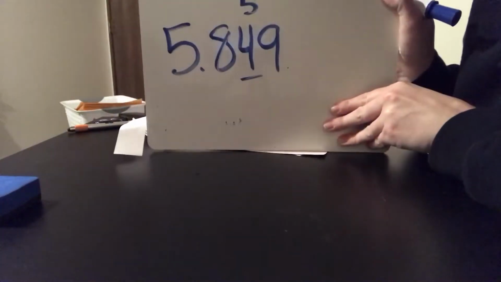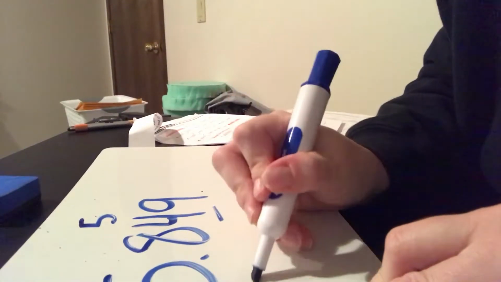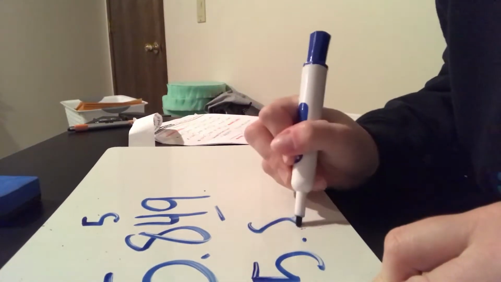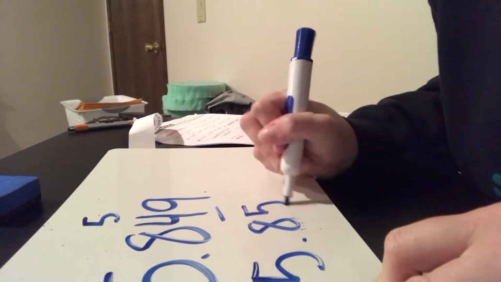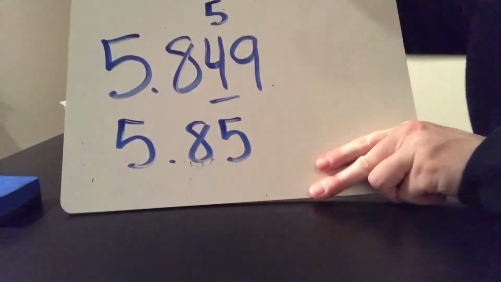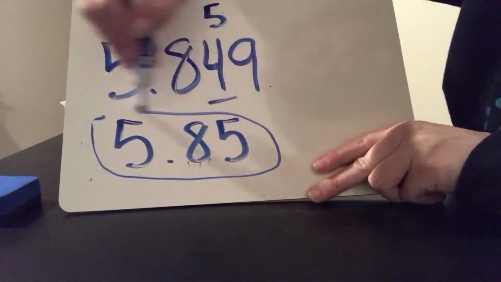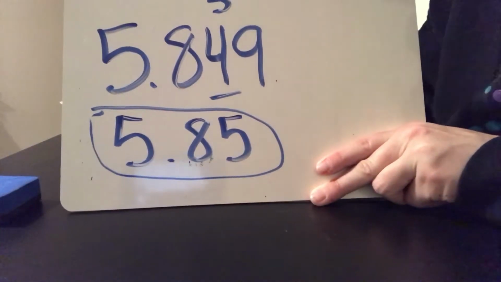Oops, sorry, not far away enough. And then the new number is going to be 5 and 85 hundredths. This is the answer down here, because it's asking you to go to the nearest hundredth.